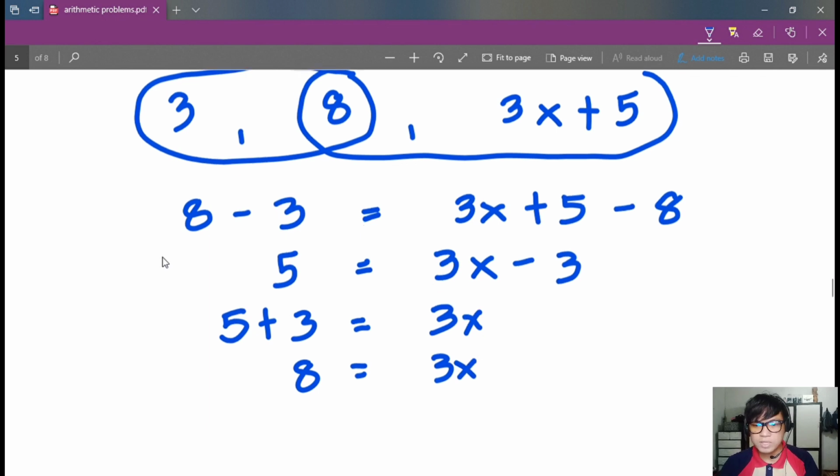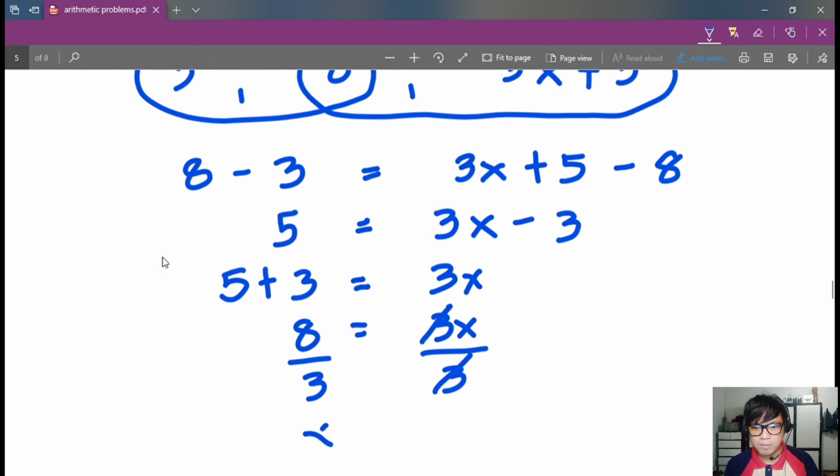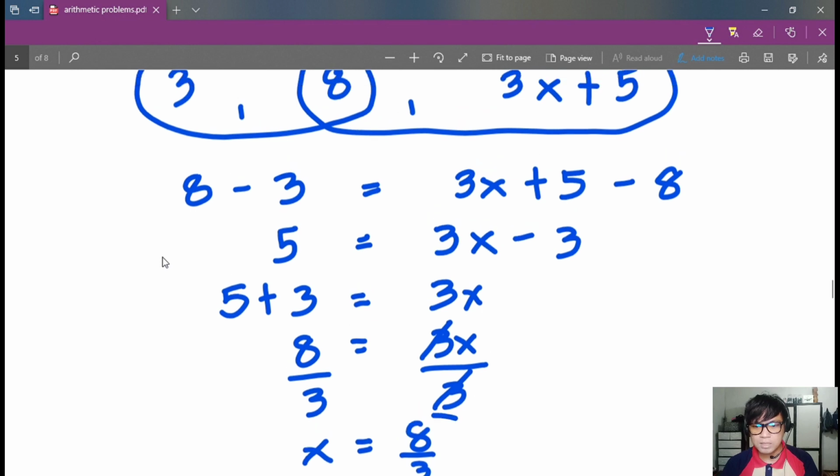So, divide both side by 3. Ito, divide natin by 3. So, cancel na siya. So, our x is equal to 8 over 3. So, let's check if tama ba ang sagot natin.